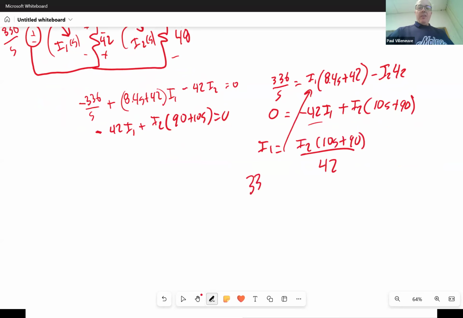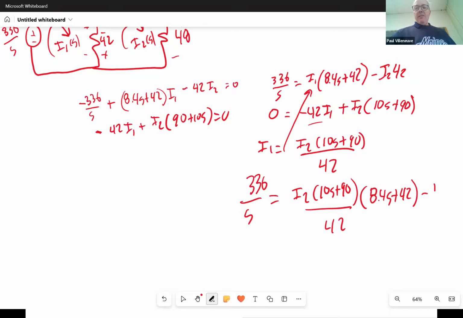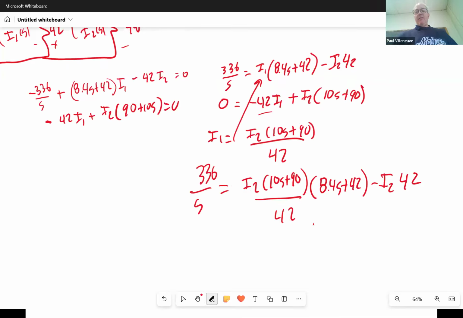So we end up with 336 over S equals I2 times 10S plus 90 over 42 times 8.4S plus 42. Whoops, sorry about that. Minus I2 times 42. Might be going a little fast in how I got there, but is everybody following along with what I did? It's just algebra at this point, right? All it is is algebra. Nothing more, nothing less. Okay?